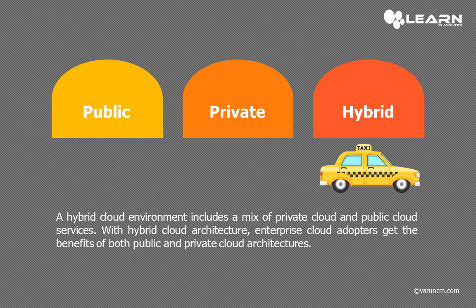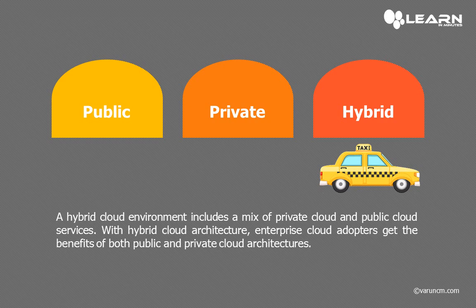The third model is the hybrid cloud. Taking the same transportation example, if you want transportation at a nominal price, as well as a sophisticated journey like your private vehicle, you can opt for a taxi. Here it is not as costly as a private vehicle. Also, you can get it at a nominal price, and you can have a sophisticated environment.